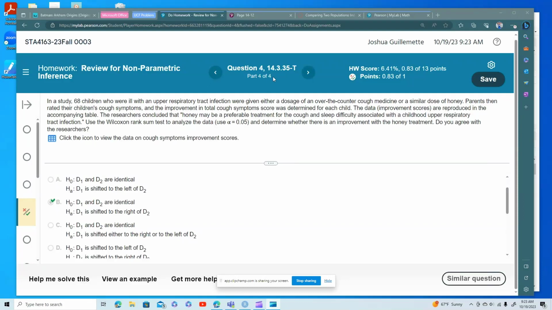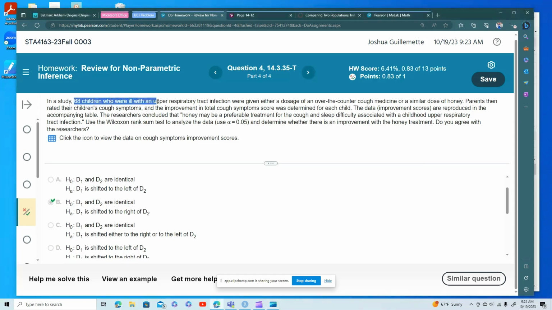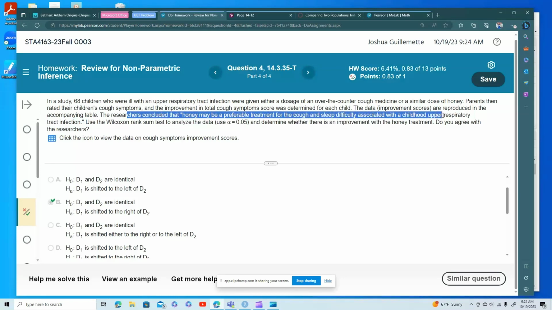Okay, so this is question number 4 that somebody asked the other day, and I think I could have been clearer about what was going on here, right? So we've got 68 children who are ill. They're giving them cough medicine or a dose of honey. Then the parents rated their cough symptoms. These are the improvement scores. And so the researchers concluded that honey may be a preferable treatment for the cough and sleep difficulty associated.